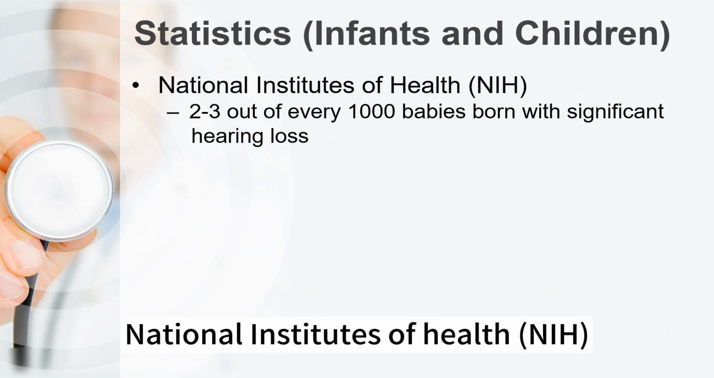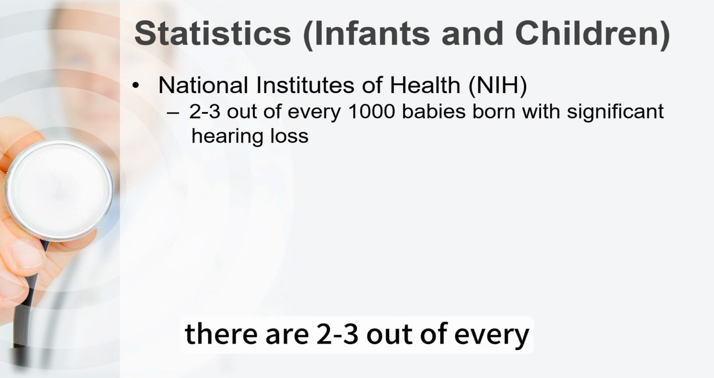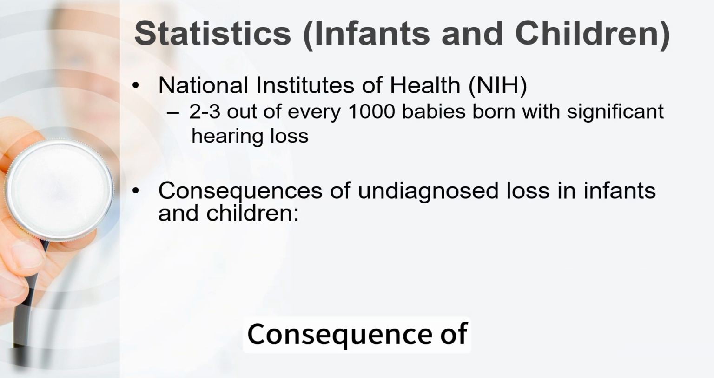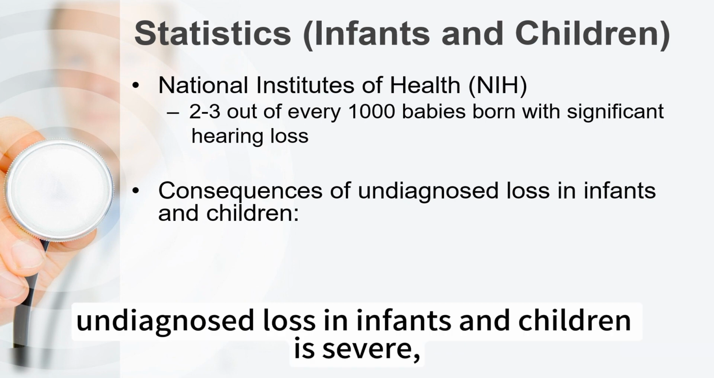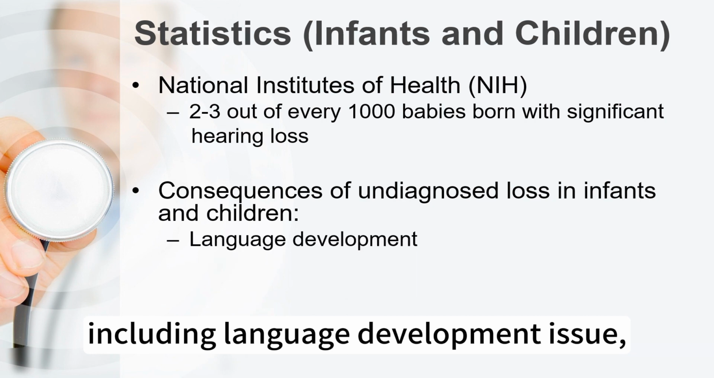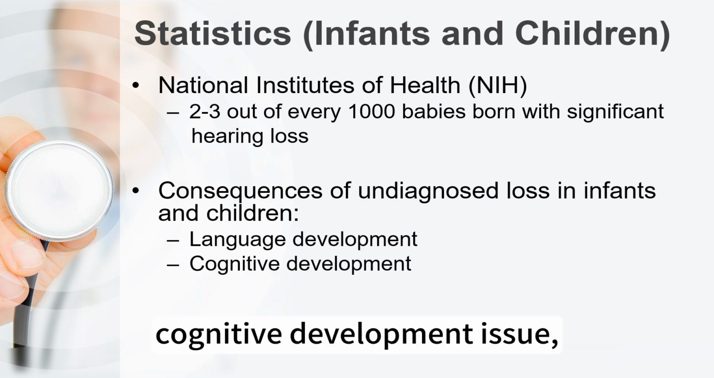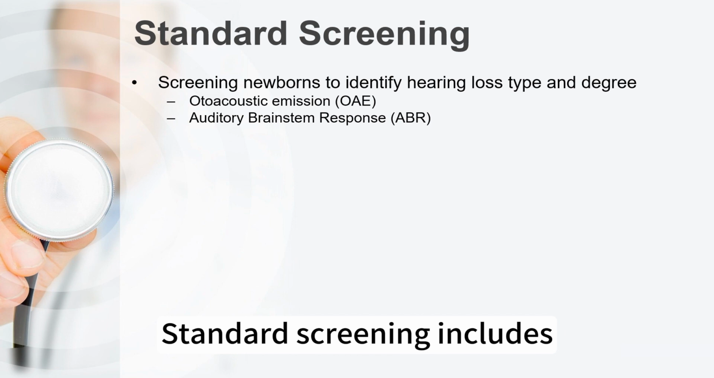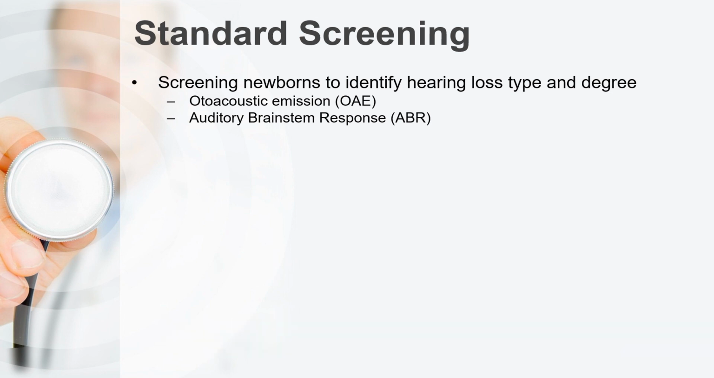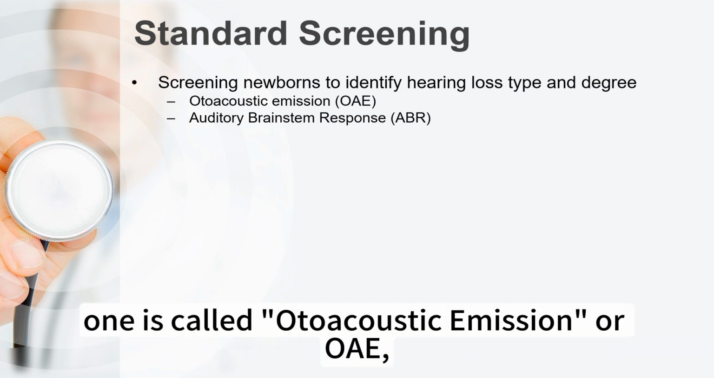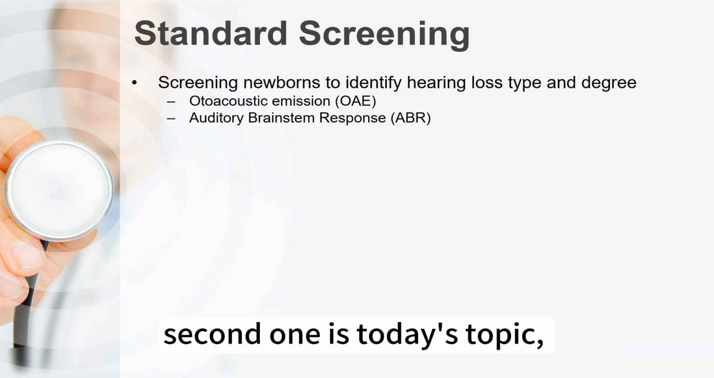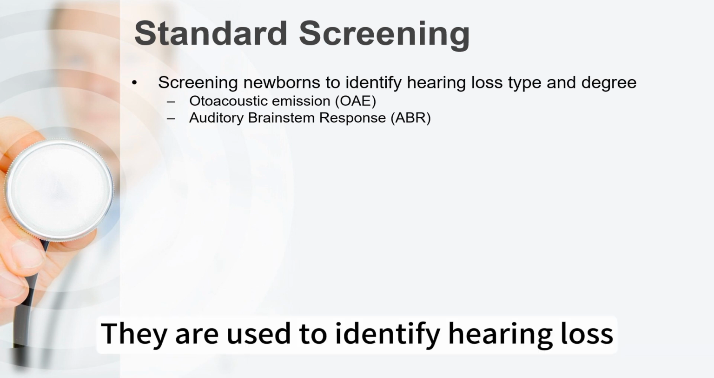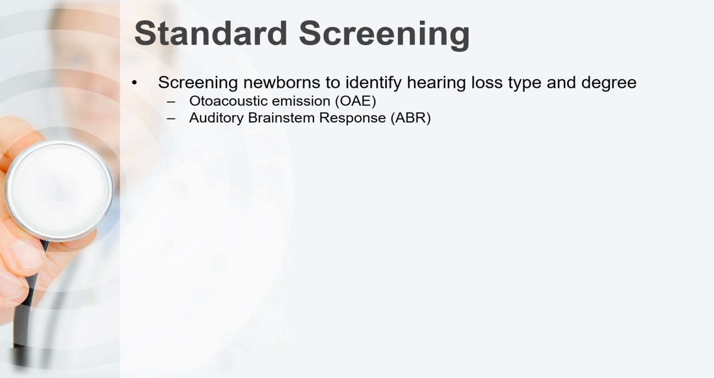So National Institutes of Health estimates there are 2 to 3 out of every 1,000 babies born with significant hearing loss. So consequence of undiagnosed loss in infants and children is severe, including language development issue, cognitive development issue, or social development issue. Standard screening includes mostly two kinds. One is called otoacoustic emission, OAE. Second one is today's topic, ABR, or auditory brainstem response. They are used to identify hearing loss type and degree.